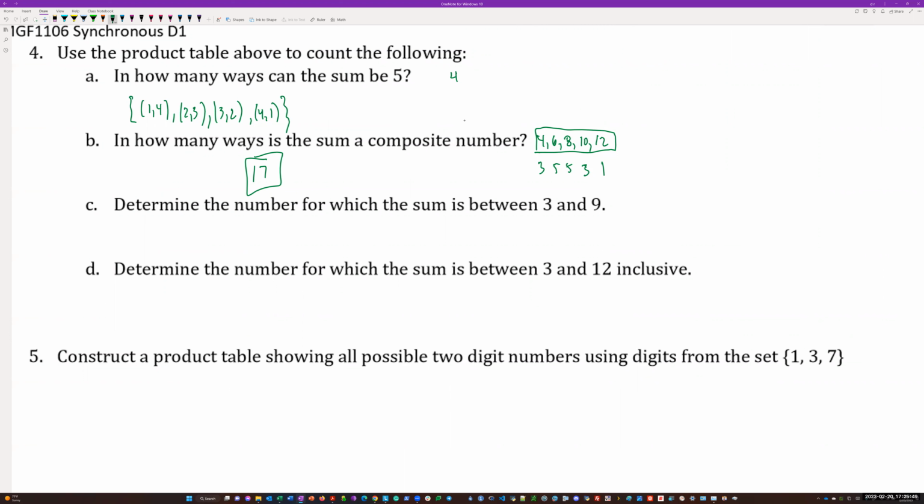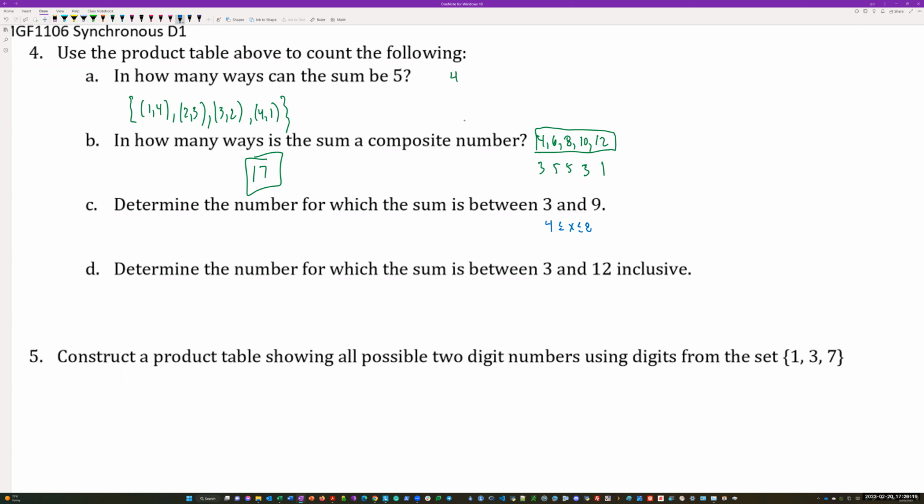Determine the number for which the sum is between 3 and 9. Now just be careful with this when they say between 3 and 9. That was the thing I wanted to make sure everybody pays attention to. So it really means that it has to be between 4 and 8 inclusive. Okay.